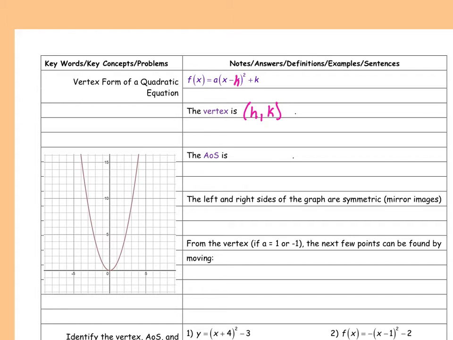I do want to point out, though, notice in my equation, h is negative and k is positive. So that means when I pull it out of my equation, for h the sign changes, and here for k the sign stays the same.